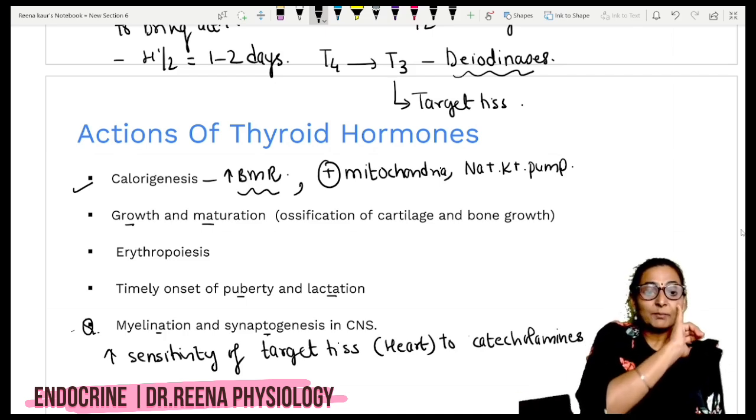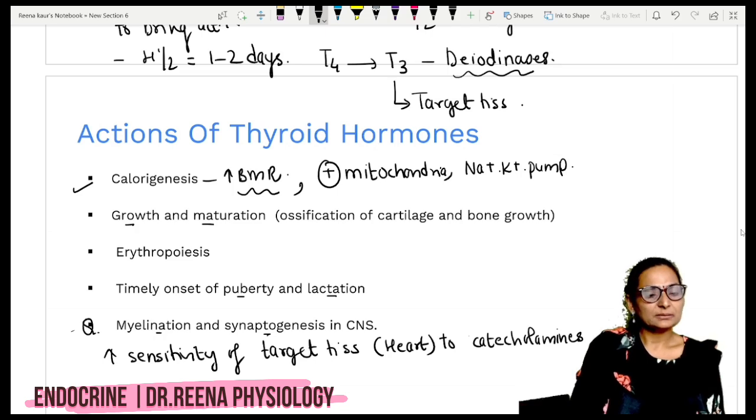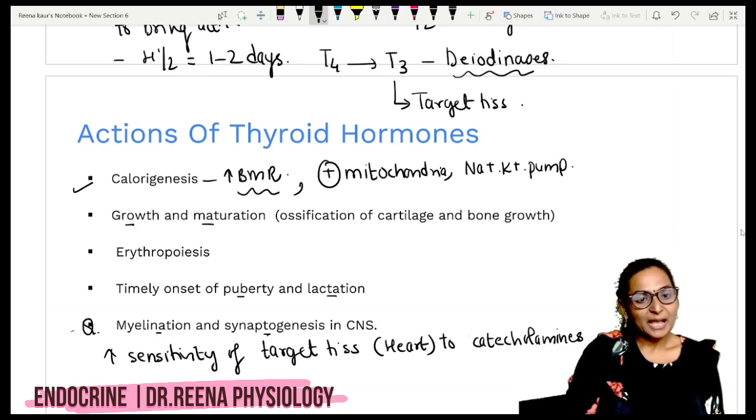Right? So, the most important action is thermogenesis, that is calorigenesis. It causes chemical thermogenesis, increases heat production, and myelination is very, very important. You should not forget them.